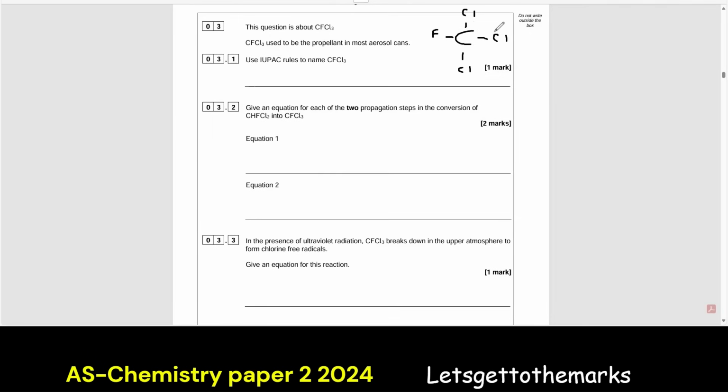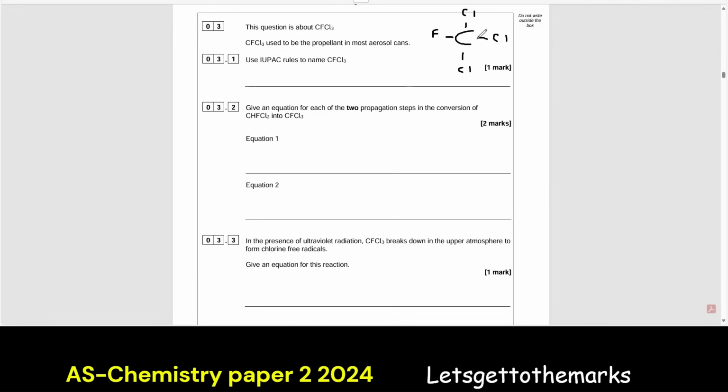So how are we going to name this? Well, it's a methane, isn't it? It's got 1 carbon, so we know it's methane, but it's got no hydrogens attached. It's got three chlorines and a fluorine. Now, alphabetically, what comes first, fluorine or chlorine? Well, it's going to be the chlorine that comes first.